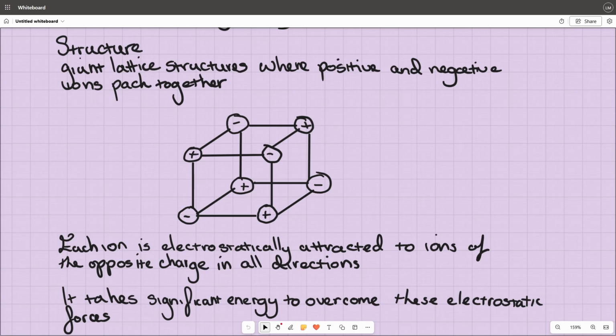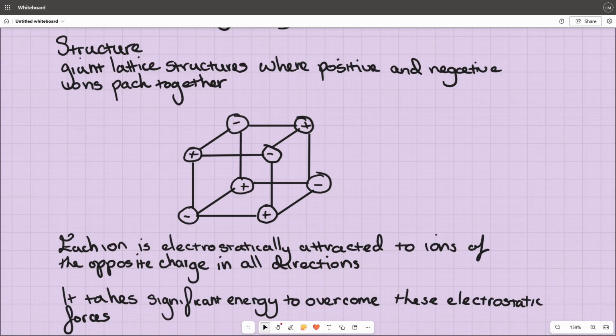So now we need to talk about the structure of ionic compounds, and so these form giant lattice structures where positive and negative ions pack together. And so here's my drawing, although not very pretty, but a representation of every ion being electrostatically attracted to ions of the opposite charge in all directions.